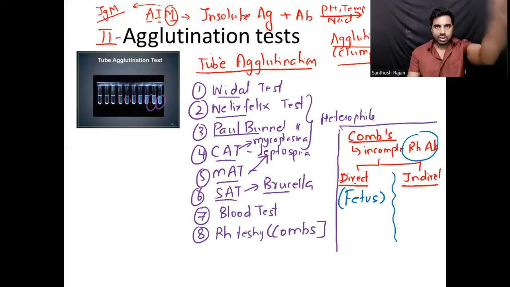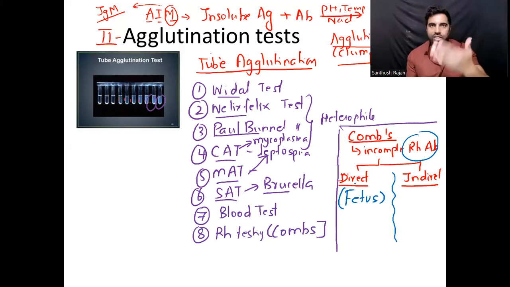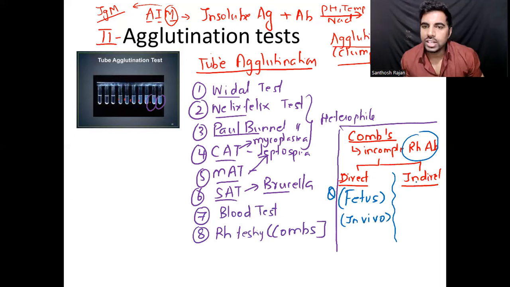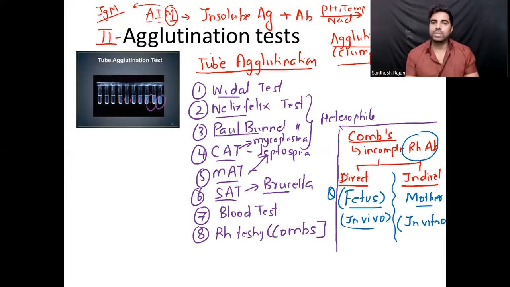Remember, the baby is directly God's gift. Okay, God's gift, the child, the fetus is the child's gift. So direct means in the fetus, it is an in vivo test. In the fetus, the in vivo test is a direct Coombs. Indirect is the mother. The mother indirectly gives to the baby. So it's for the mother; for the mother, it is indirect. You're taking the Rh antibody, and this is the in vitro test. In vitro means doing it outside. In vivo means inside. So please remember, this question has been asked.